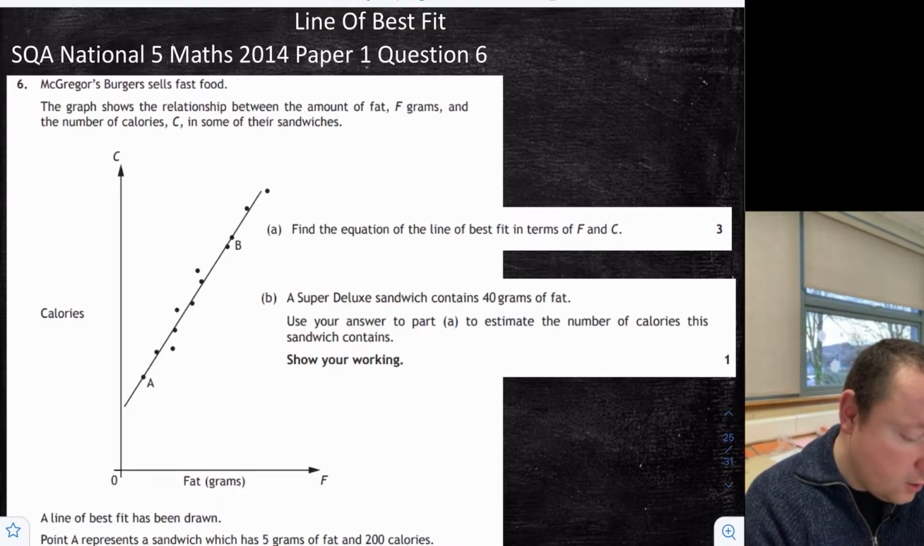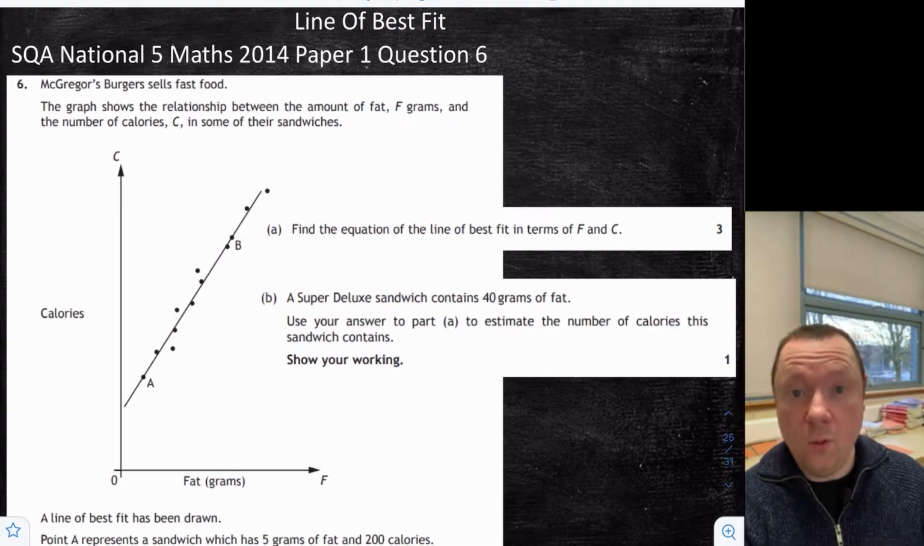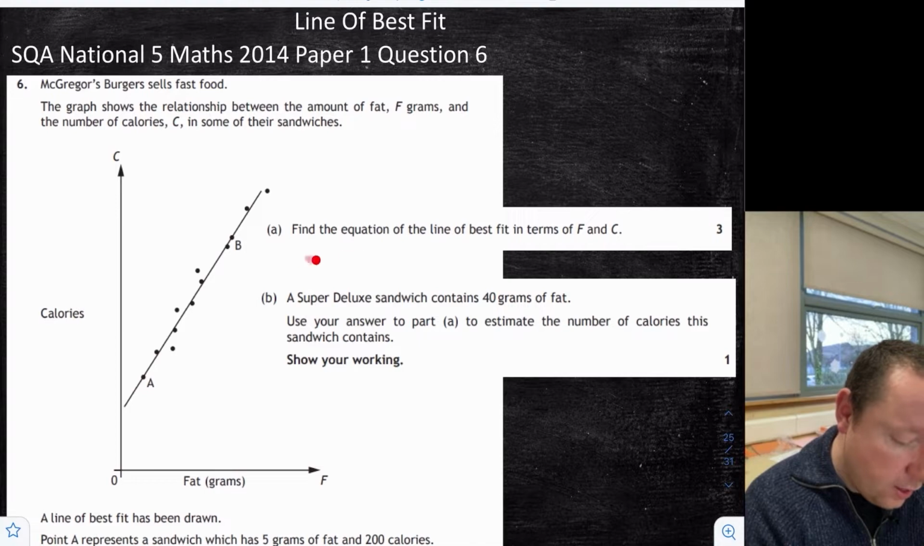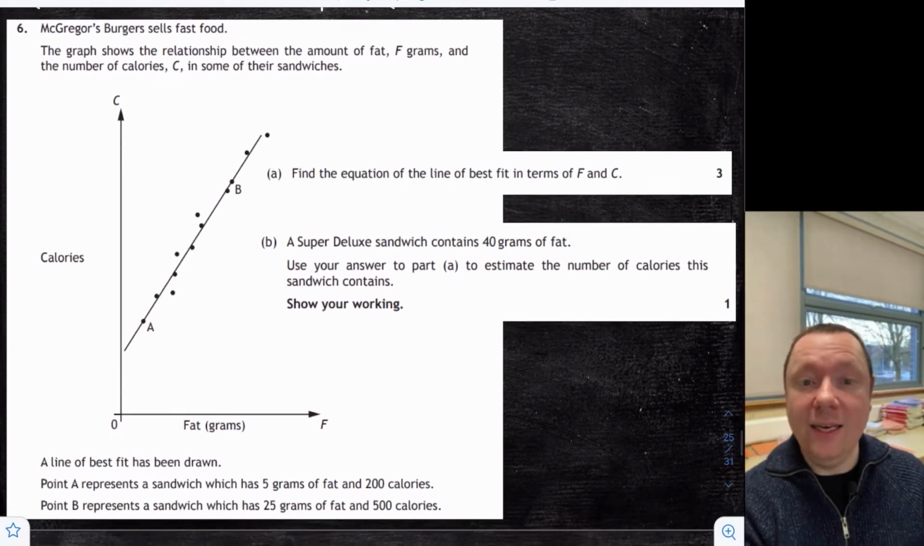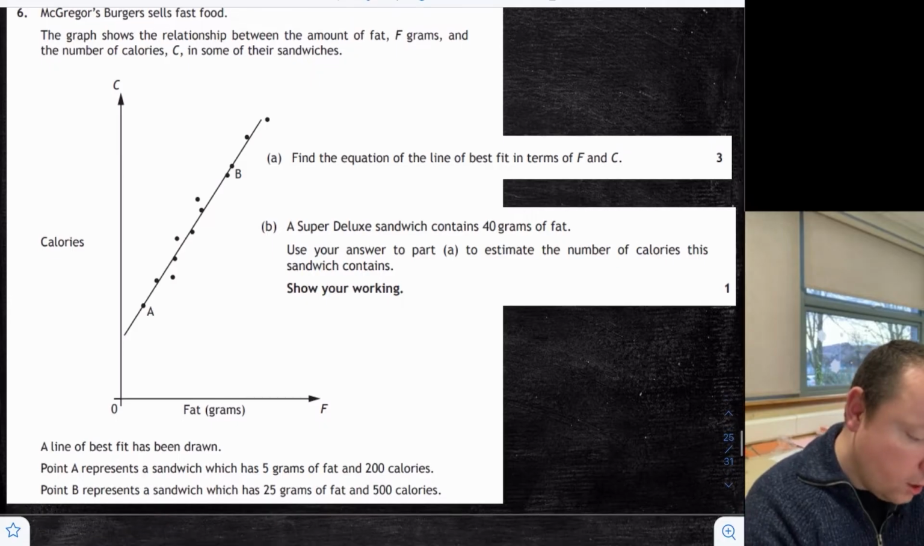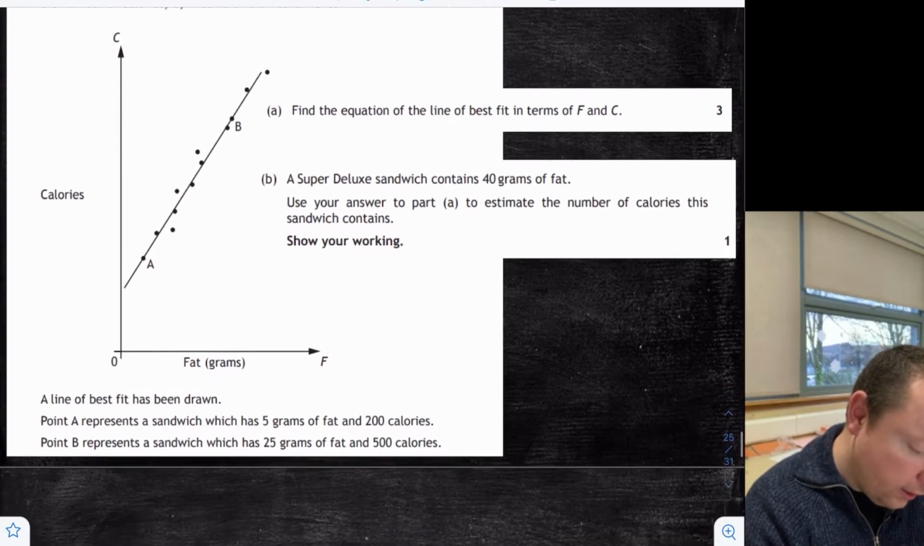McGregor's Burger sells fast food. The graph shows the relationship between the amount of fat and the number of calories, fat and calories instead of X and Y, in other words. Part A, find the equation of a line of best fit. Well, it's just the same as straight line. We need a point and we need the gradient. Let's see if we're given any points.